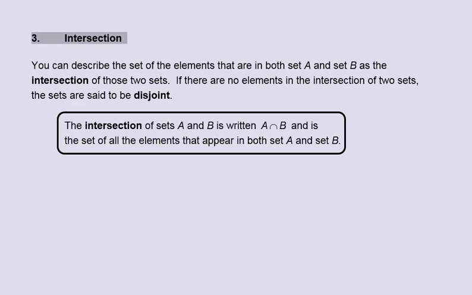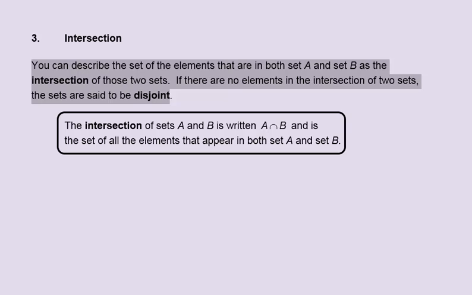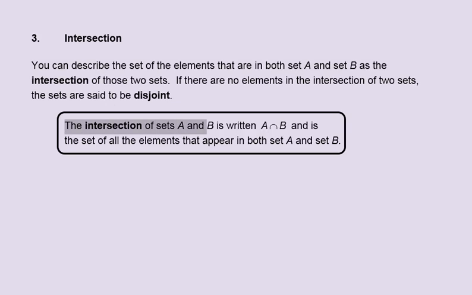3. Intersection. You can describe the set of elements that are in both set A and set B as the intersection of those two sets. If there are no elements in the intersection of two sets, the sets are said to be disjoint. The intersection of sets A and B is written A ∩ B and is the set of all the elements that appear in both set A and set B.